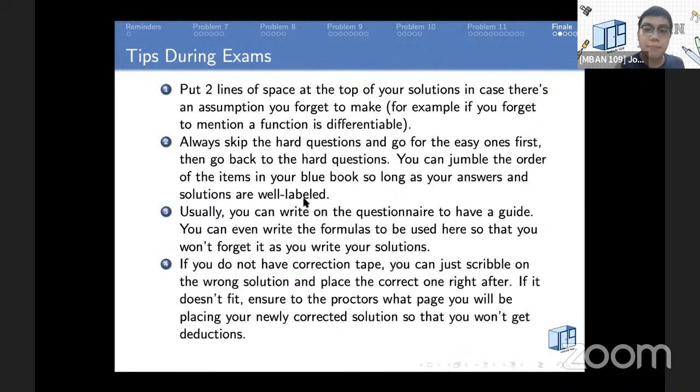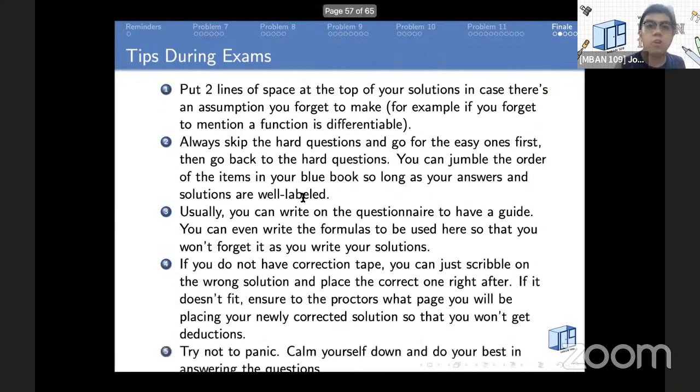Okay, so my last one is tips after. May isa pa pala. So try not to panic. Kaakibat nito yung sa number 2. Calm yourself down and do your best to answer the questions. So bale, you're taking the exam na, so there's no reason for you to panic bigla kasi lalo na you're gonna be stuck in the problems. Don't overthink that much, parang sinabi ko kanina.